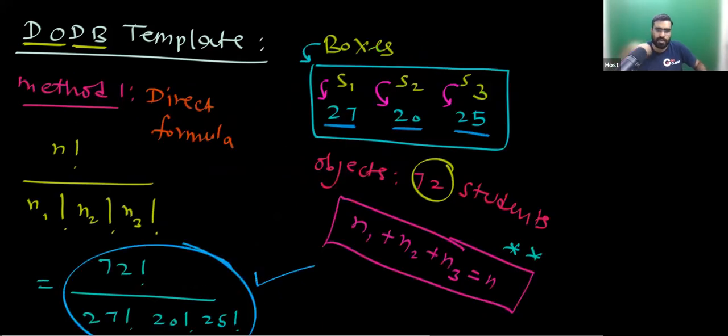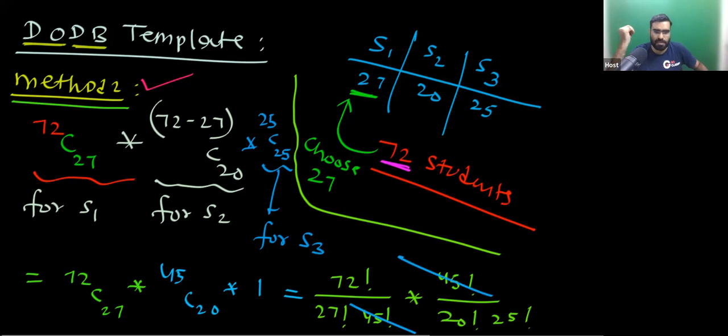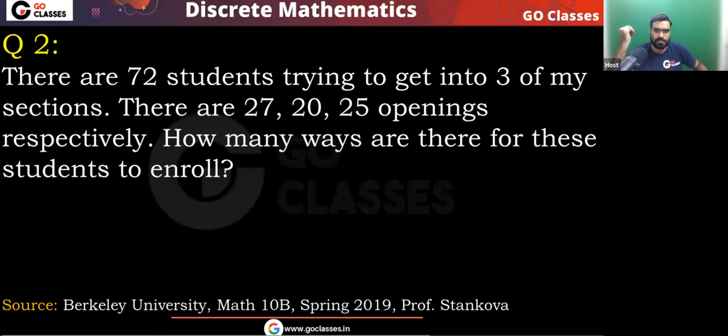Okay, so method number 1, method number 2, both the methods we have seen. Does anyone have any doubt in this question? Let me know. So we have seen this question. Very simple. Please let me know if anyone has any doubt. We have total 72 students. We want to distribute into 3 sections.